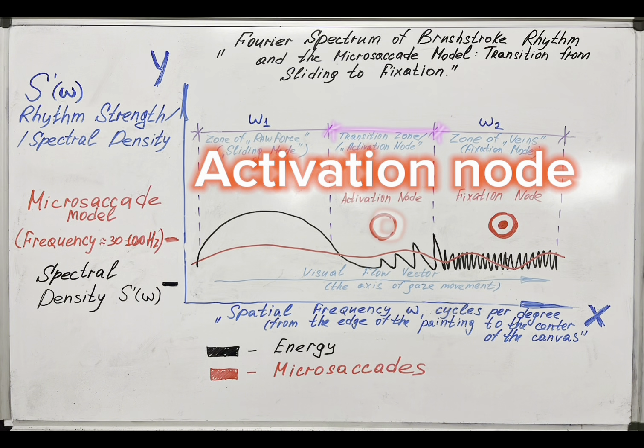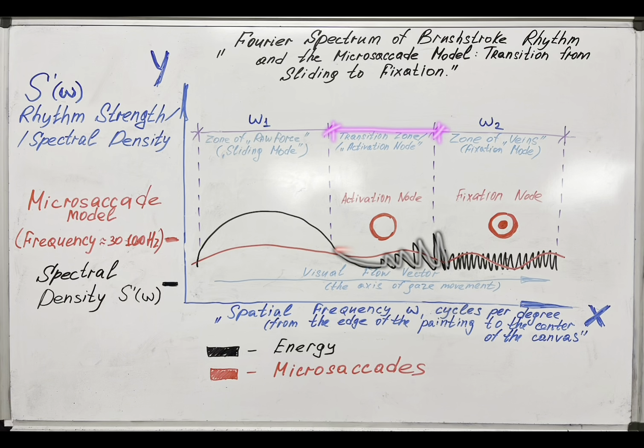The second sector is the transition zone, the activation node. On the board, it is heavily marked by a red circle. This is the critical threshold where the smooth gliding of the pupil hits its very first phase barrier and is forced to completely restructure its motor mechanics. The third sector is the omega-2 zone, the vein zone, operating in a mode of rigid fixation.